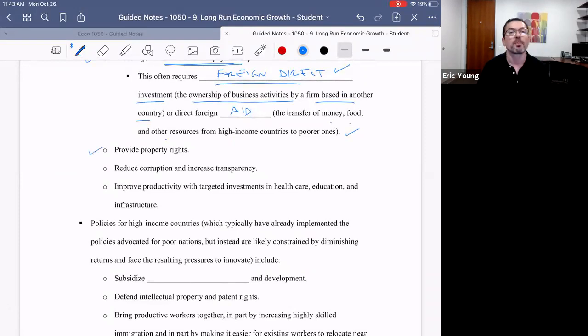What else can poor countries do? They can provide property rights to align the incentives of the population with the incentives of firms, with the incentives that drive economic growth.